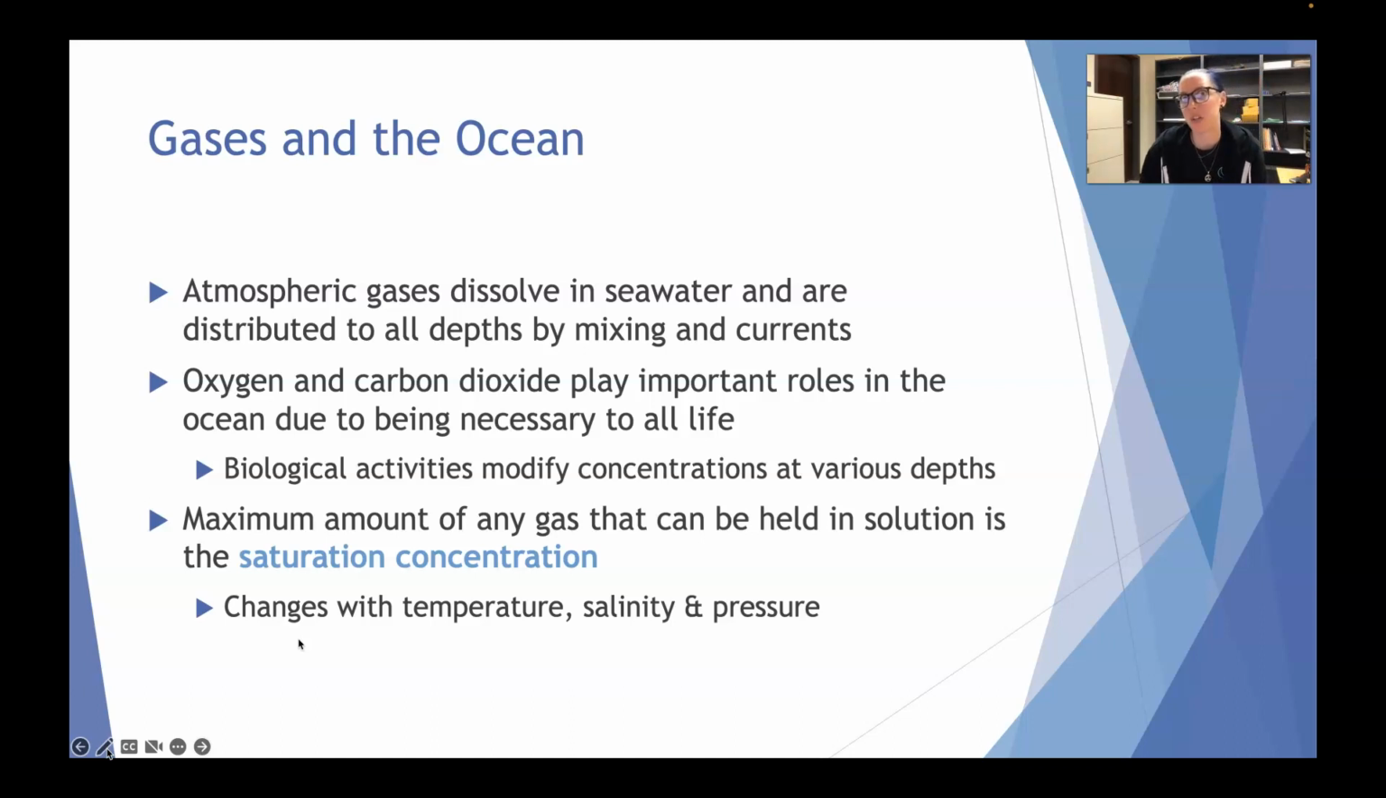And there's other biological activities as well. Things are dying, things are eating, things are pooping. A lot of these things can help mix these molecules into the deeper oceans. And there's only a maximum amount of gas that can be held within a solution. So this is called the saturation concentration. And this value changes with respect to temperature, salinity, and pressure. So it will also vary between different gases as well.